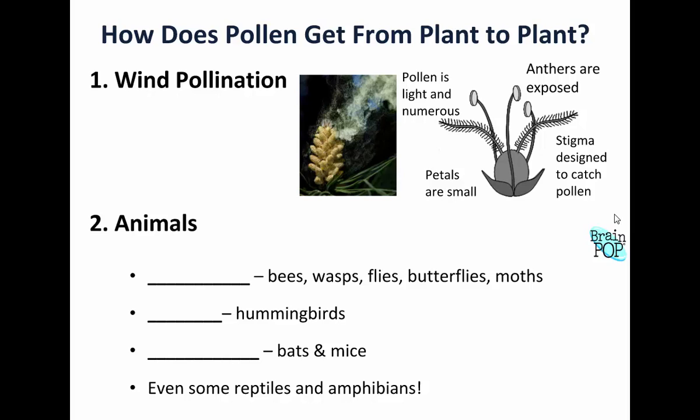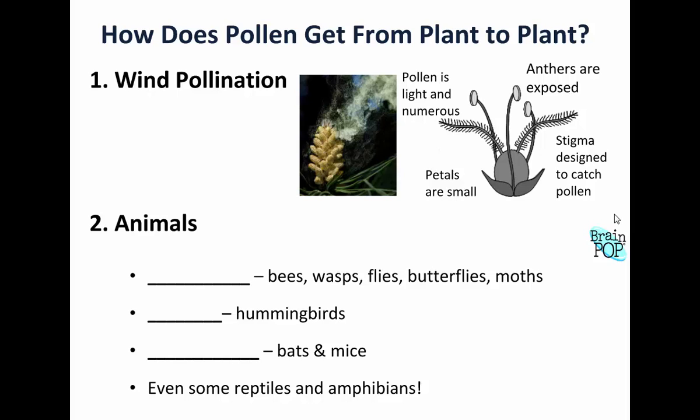Question, do tree seeds also need to do this? Trees have flowers, yep. Do they need to go through this and start growing? Yep, to produce seeds, this needs to happen, pollination. Another major way that pollination happens is through animals.